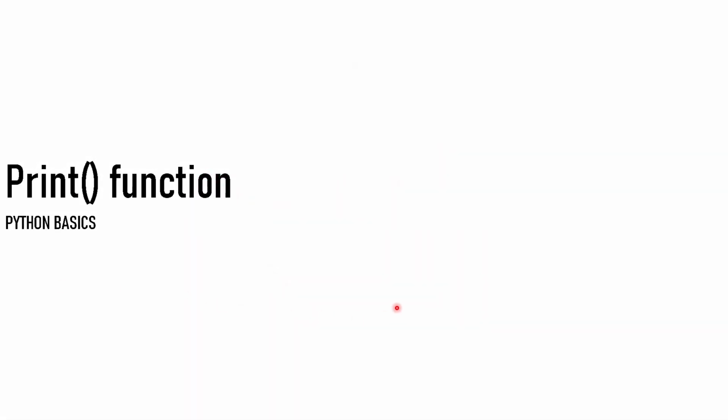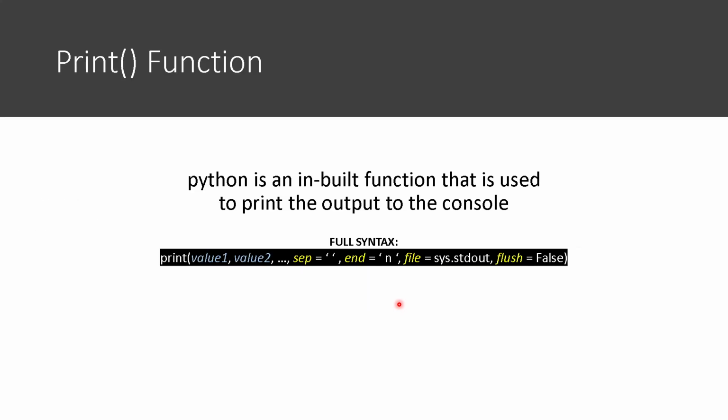Print is one of the important fundamentals in programming. Every programming language has its own version on how to print the output to our screen. Print in Python is an inbuilt function that is used to print the output to our console. Ito ang full syntax ng print function. At first glance, medyo intimidating, pero we will go through it one at a time.